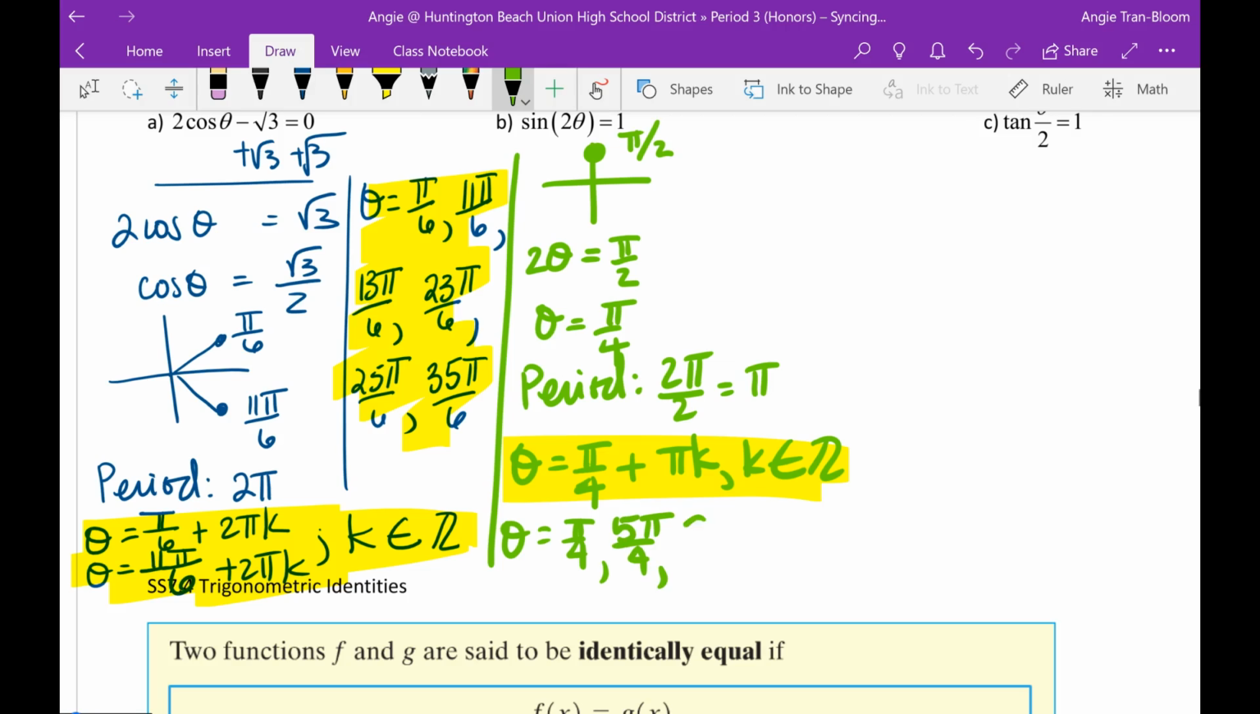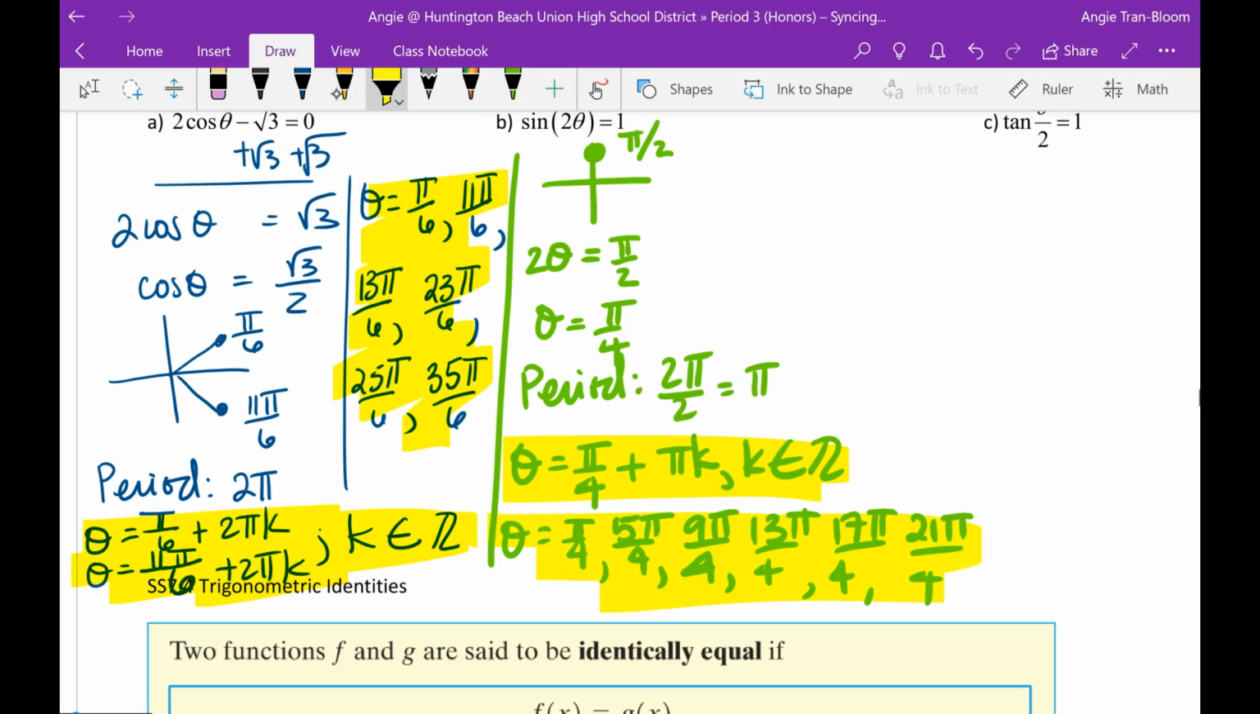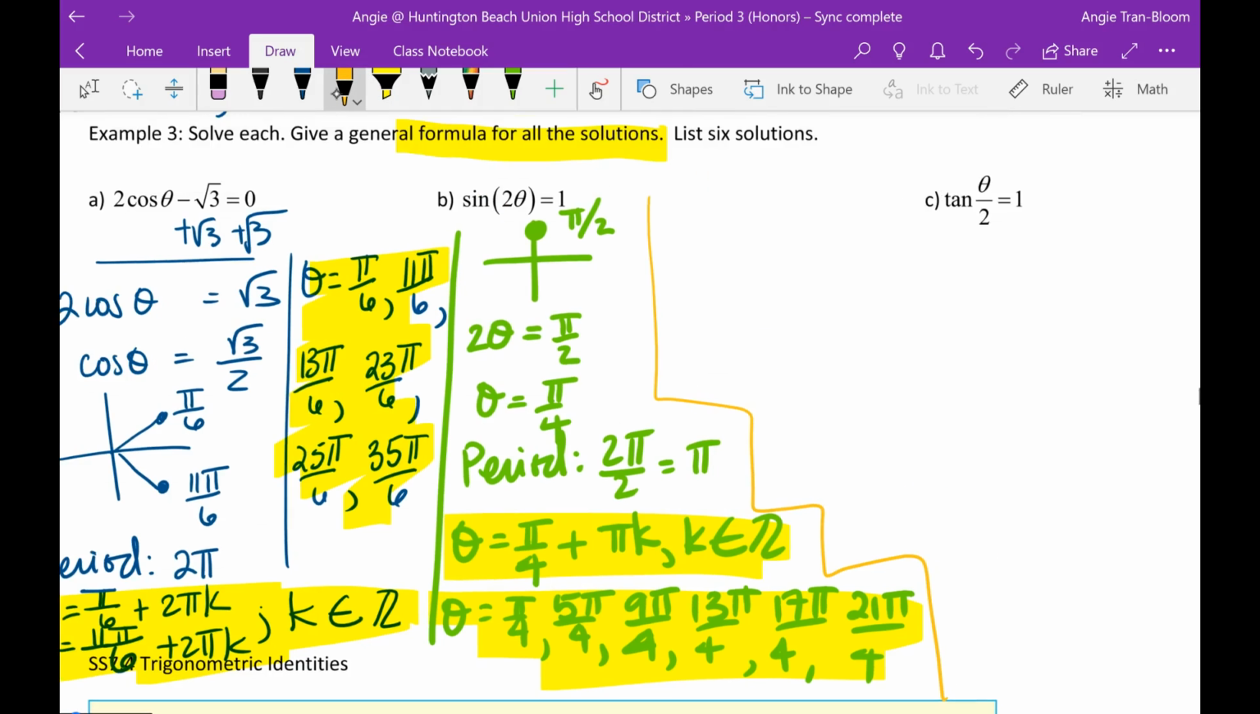Next. Sure, next. Sure, next. 17, and 21. So there you go. Do you guys remember this last year? Because I remember teaching this in Algebra 2, right? Vaguely. No, stop right there. Okay. All right, last one.